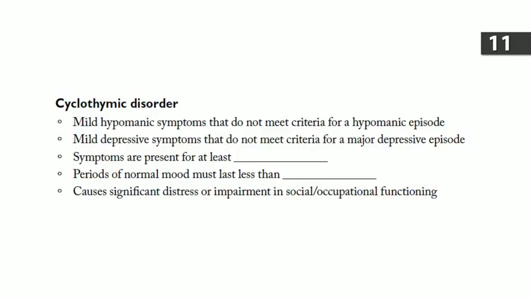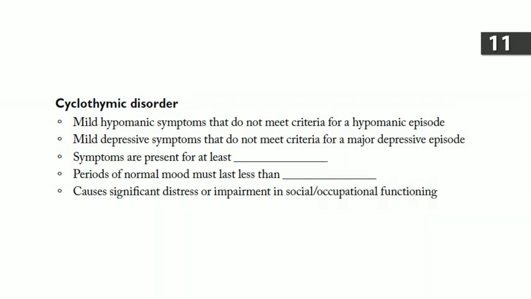There's also a disorder called cyclothymic disorder, which is a milder form of bipolar disorder, but the symptoms are more chronic. So instead of these big peaks of mania and these deep valleys of major depression, you sort of have mild hypomanic symptoms and mild depressive symptoms that don't quite meet the criteria for true hypomania or for major depression.